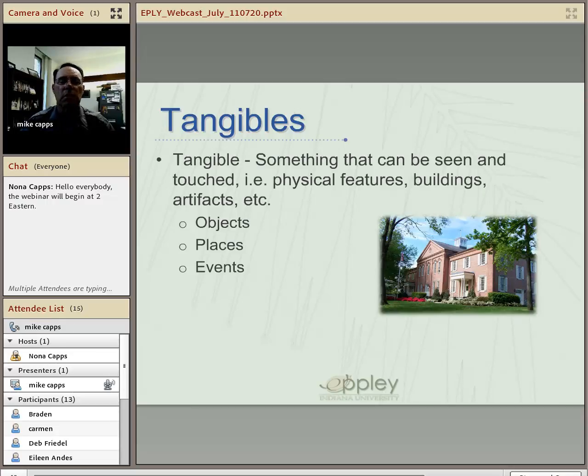Now, again, you may or may not have heard of these particular terms, but basically tangible resources are just those that you can see or touch, physical features, buildings, artifacts, that kind of thing. But it's important to remember that objects only have meaning within a larger context. Their significance must be linked to ideas and values.